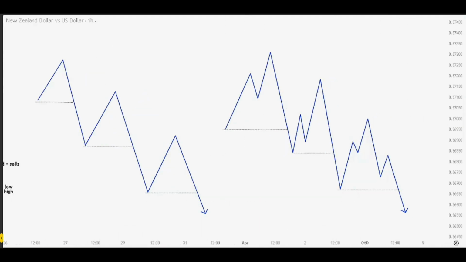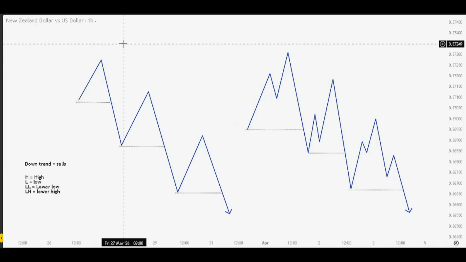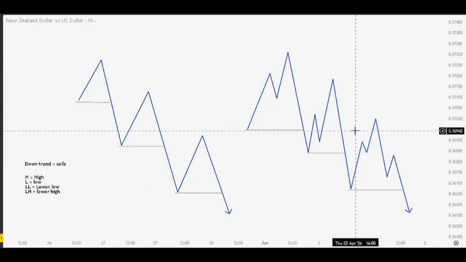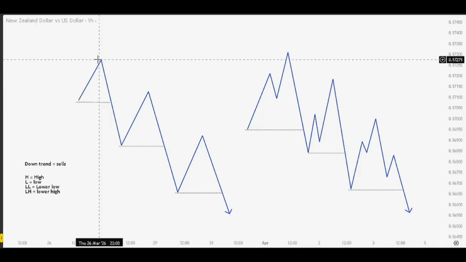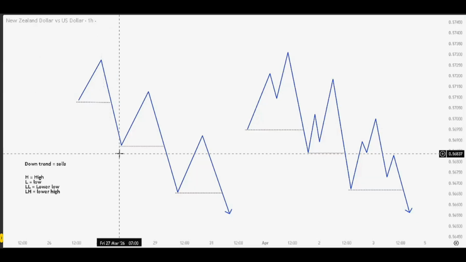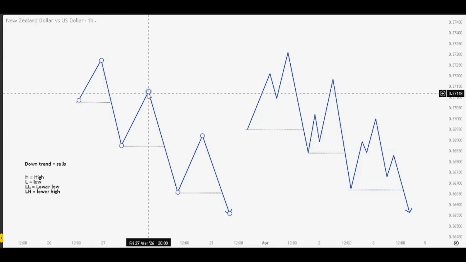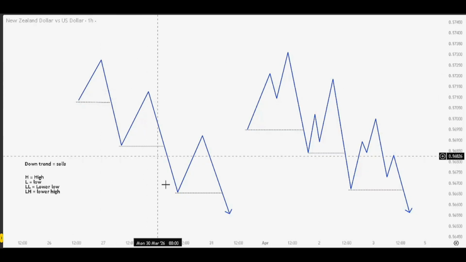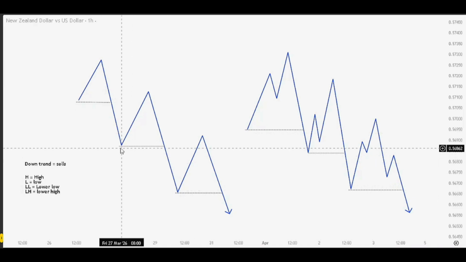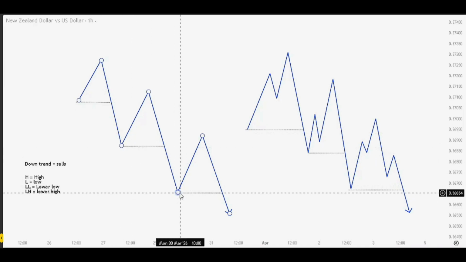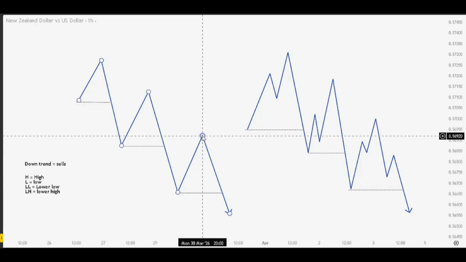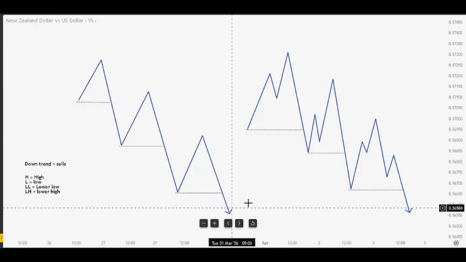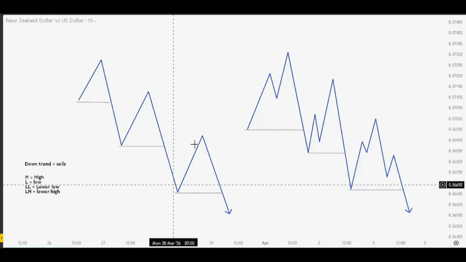Now we're in a downtrend. So what is a downtrend? So a downtrend is the exact opposite of an uptrend. So price creates a high, then it creates a low, then it creates another high, but this high is lower than the previous high, so we call it a lower high. Then it creates another low, but this low is lower than the previous one, so we call it a lower low. Creates another high, but this high is lower than the previous one, so we call it a lower high. So that's a downtrend. So that's how we identify a downtrend.